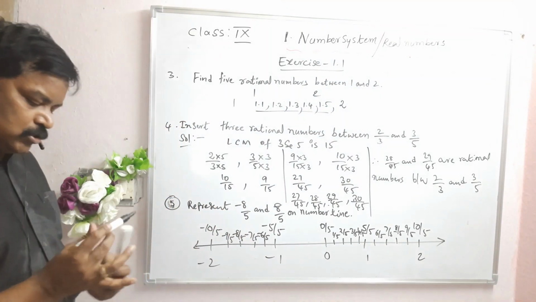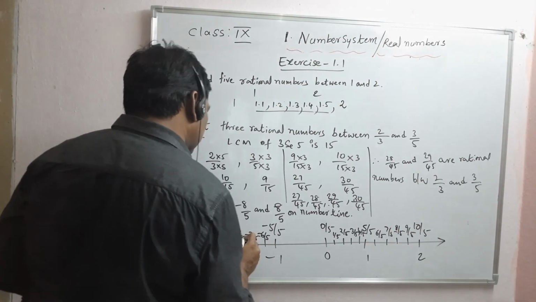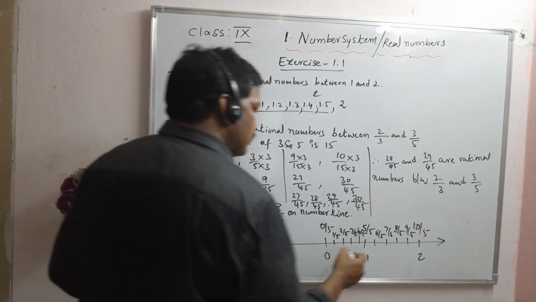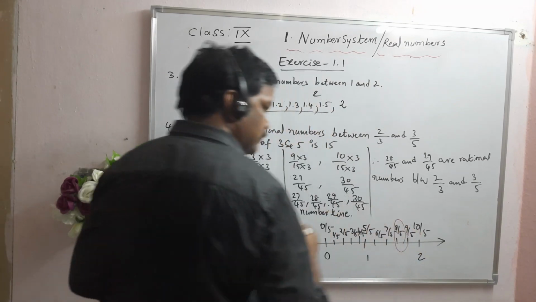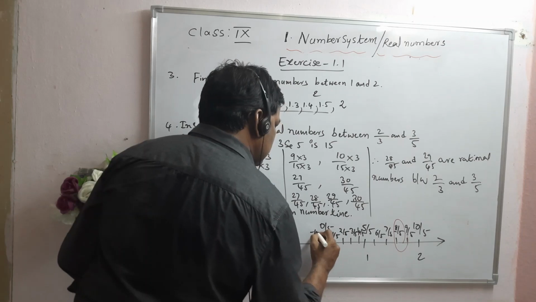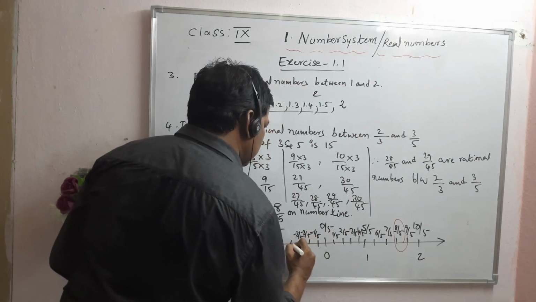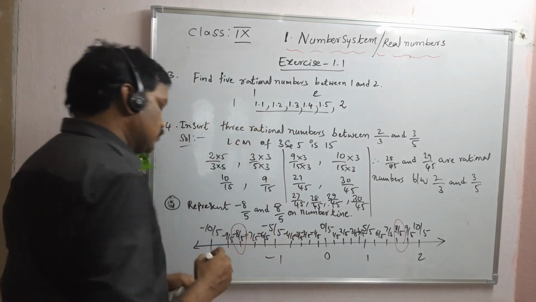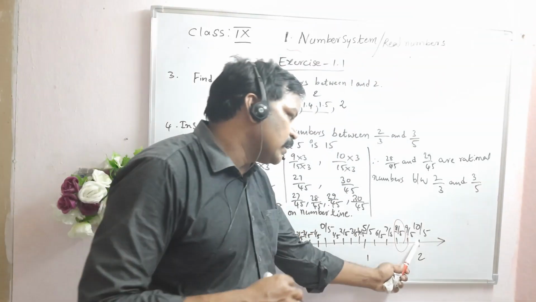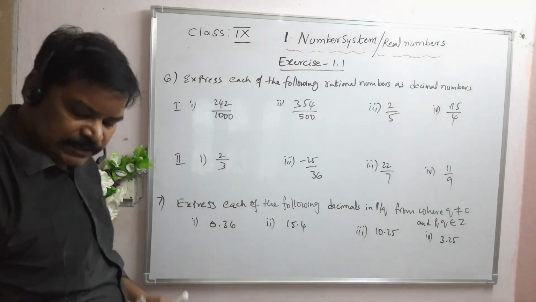So we have to represent minus 8 by 5 and plus 8 by 5 on the number line. So this is minus 8 by 5 and this is plus 8 by 5. Of course here minus 1 by 5, minus 2 by 5, minus 3 by 5, minus 4 by 5. So this is minus 8 by 5 and plus 8 by 5. Understand?